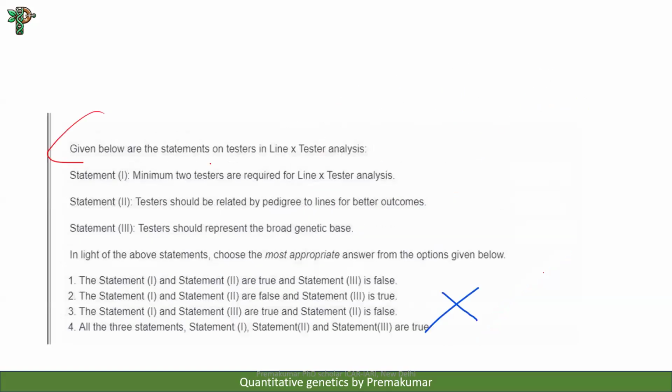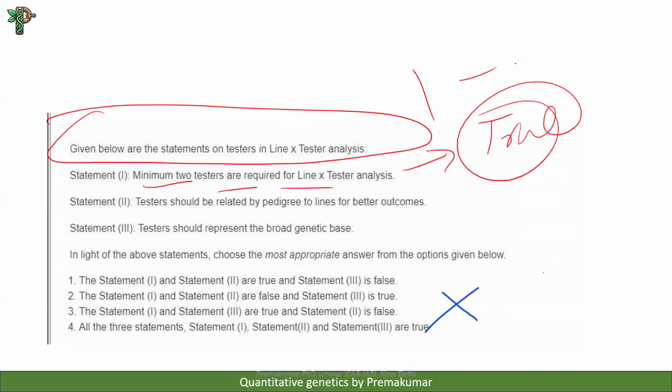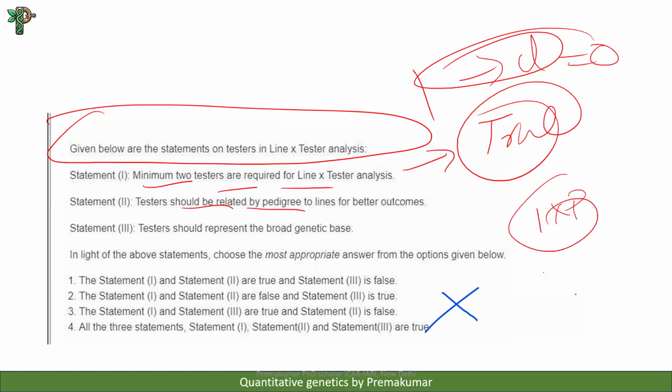Then we have discussed the line by tester analysis. Here, a minimum of two testers are required for line by tester analysis. Exactly true. If you are using one tester, your degrees of freedom will become zero. It is very difficult to analyze. Then the tester should be related to the pedigree. See, if it is related to the pedigree, your overall estimate will become wrong. It should be as diverse as possible from the inbred parent. That's why it is wrong. Then the tester should represent the broad genetic base. Exactly. So 1 and 3 are correct and 2 is wrong. Okay.